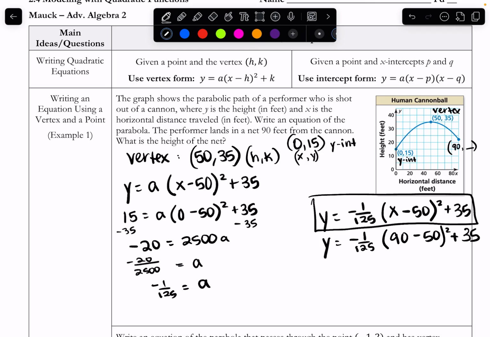All right, so we have all of that. In that parentheses, you'll have 90 minus 50, which is 40. Square that and it's 1600. Plus the 35. And I'm going to let you finish this out, put that in your calculator, and figure out what the height of the net that they're landing in is, and make sure that you are writing feet. We always write our units. So you figure that one out.